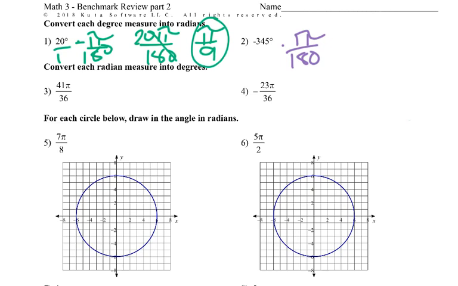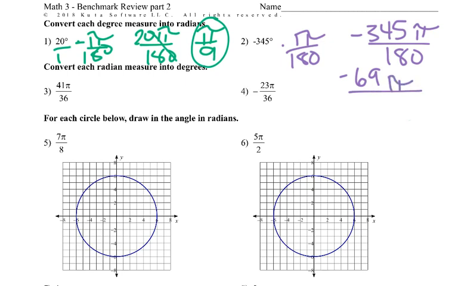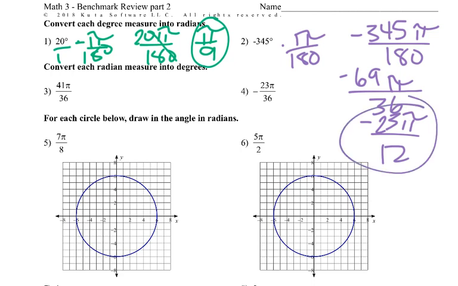We end up with negative 345 pi over 180, because we typically want to leave the pi alone. So, if I think of 345, I know I can divide it by 5, so it would be negative 69 pi, and then 180 I could divide by 5, giving me 36. Looks like I could probably divide them both by 3. That would give me 12 and 23, and that would still be negative. I don't think we can reduce that anymore, so negative 23 pi over 12.